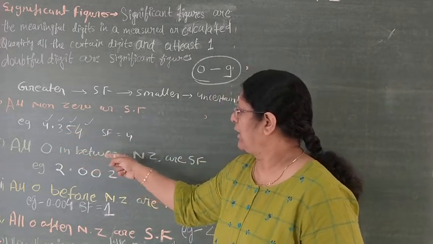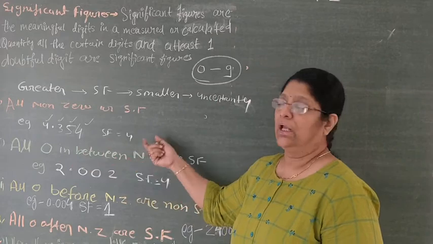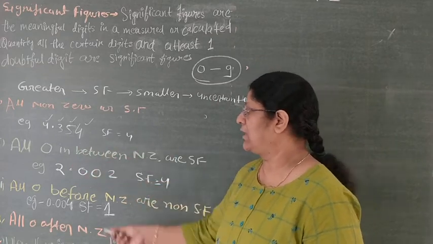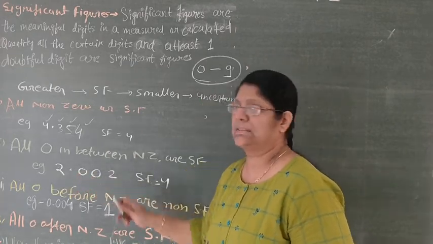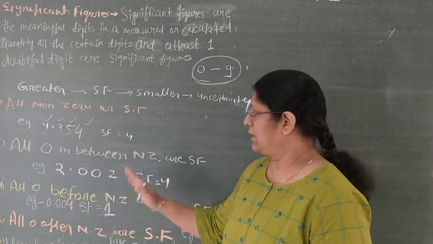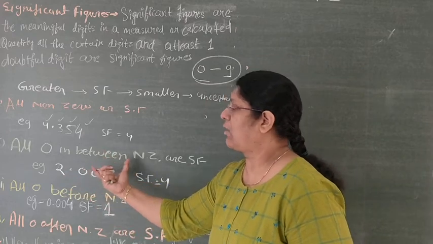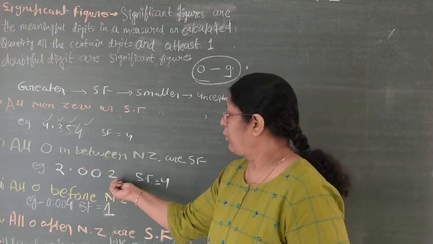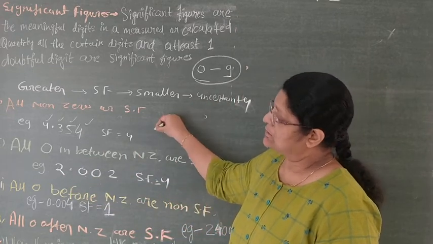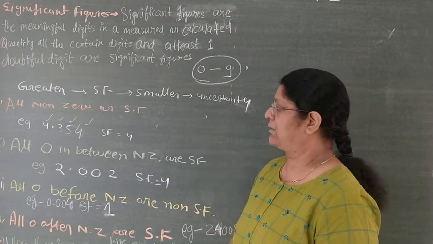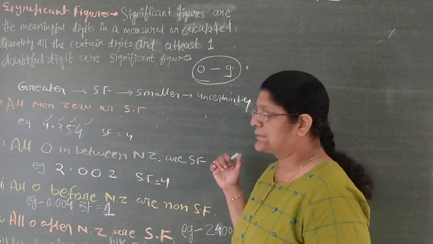Then, all zeros in between non-zeros are significant figures. All zeros which come in between non-zeros are significant figures, like 2.002. These zeros came in between two digits. Earlier it was 2, at the end it was 2, and both zeros are in between these two digits. That is why these are countable as significant figures. So 1, 2, 3, 4 digits, again the significant figures will be 4. First was all non-zeros are significant figures. Second, all zeros which come in between two digits are significant figures.